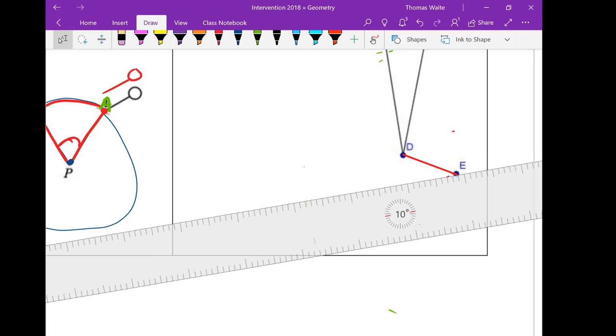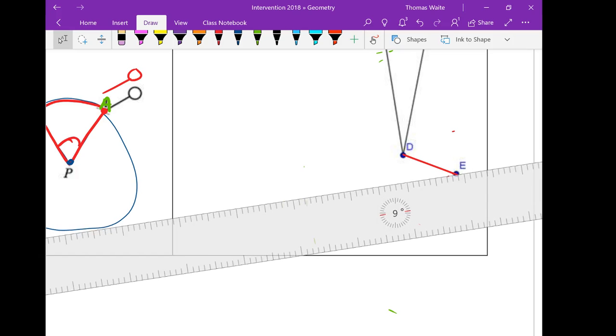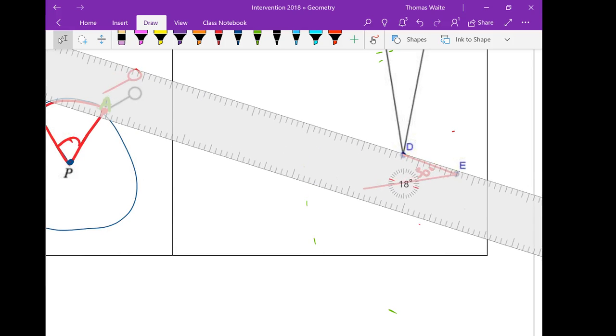Oops, 9. There. So this would be a ray that's rotated 30 degrees. Now I just have to find the right length. So let me go back and just measure this now.